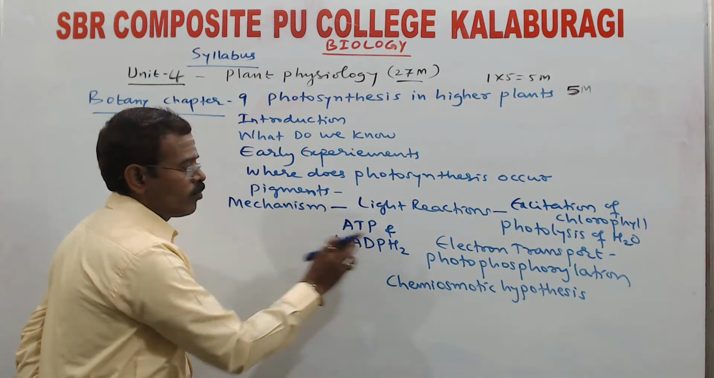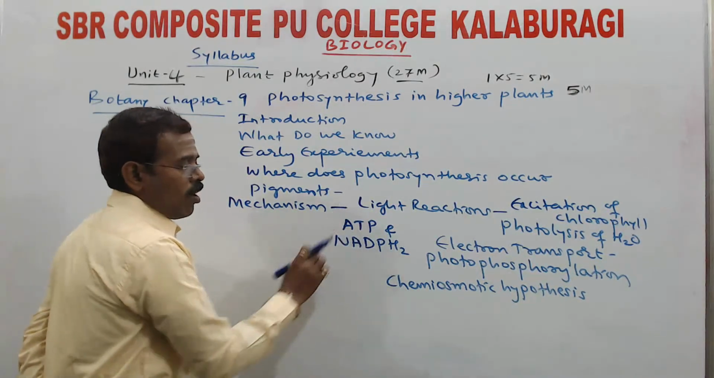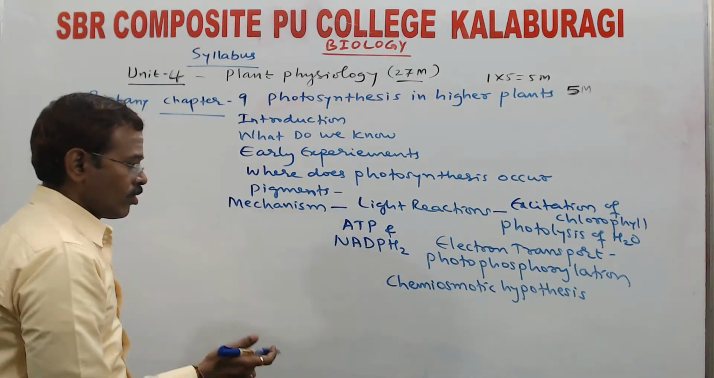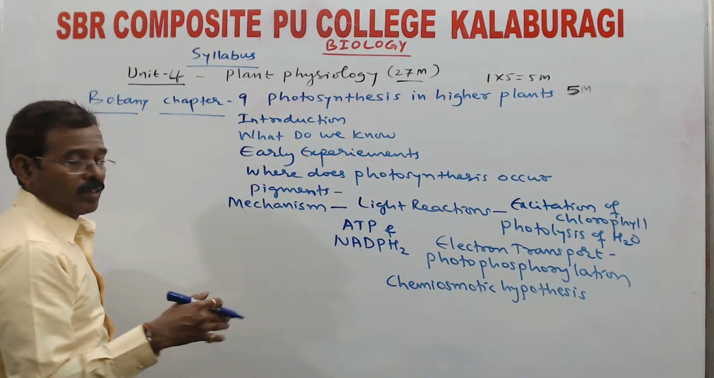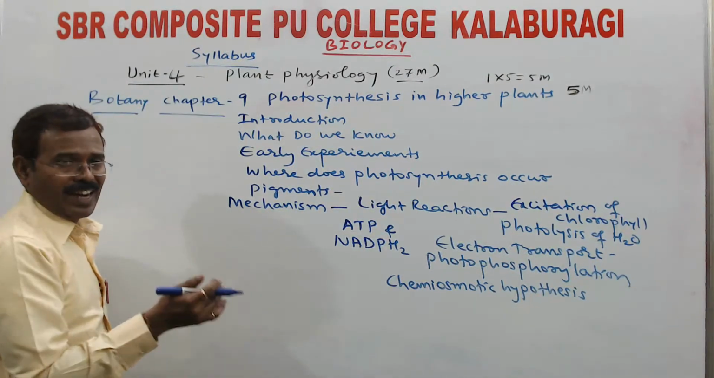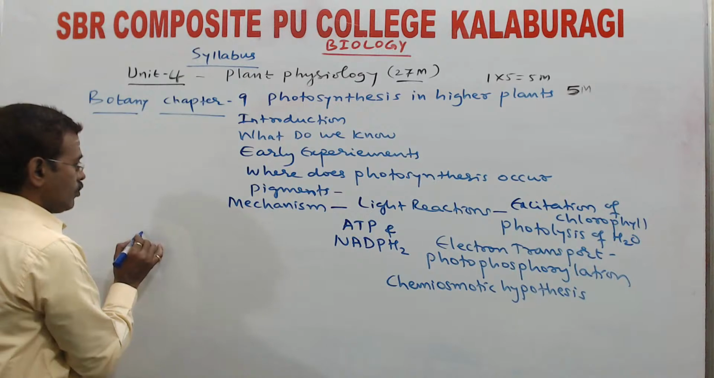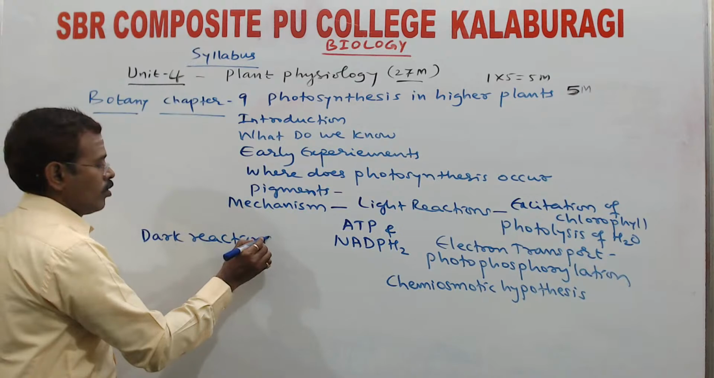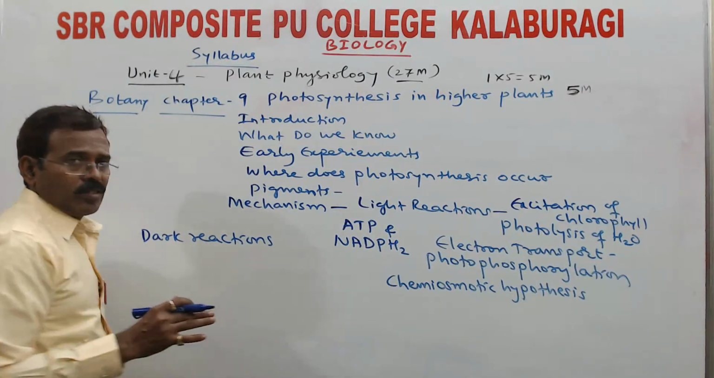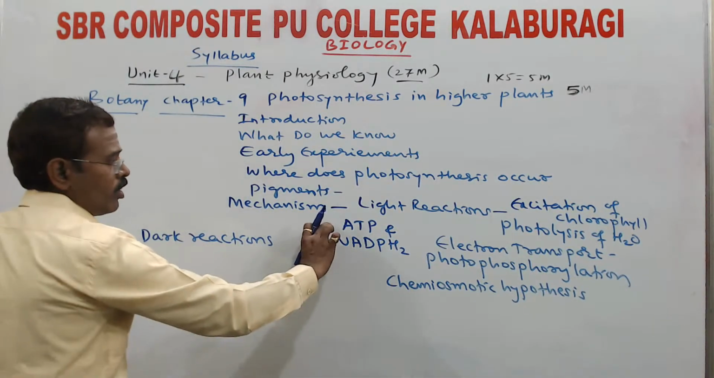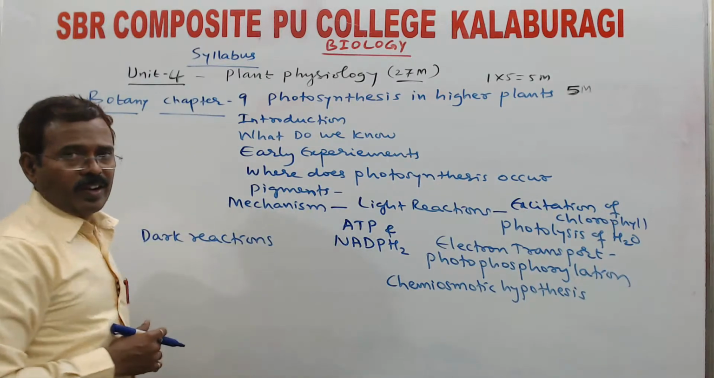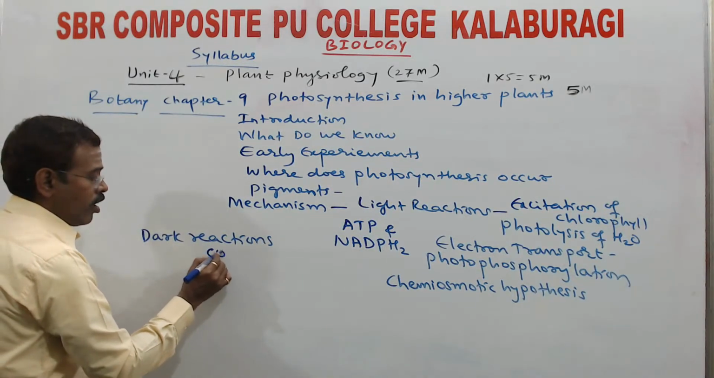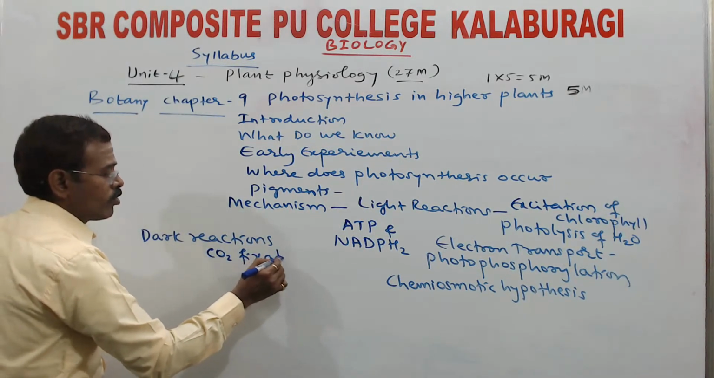ATP and NADPH2 are produced. Nicotinamide adenine dinucleotide phosphate. So these are the products. Oxygen is liberated as byproduct. After the light reactions, there will be dark reactions, the second set of reactions in the photosynthesis mechanism. In the dark reaction, there will be carbon dioxide fixation using these products. These are called assimilatory powers. So these are used for the carbon dioxide fixation steps.